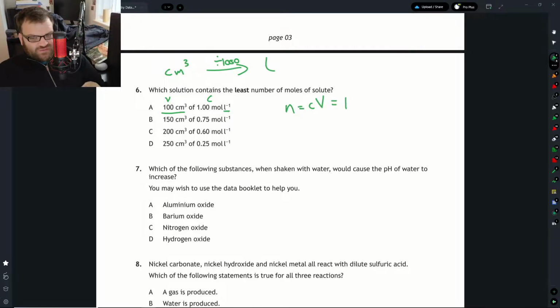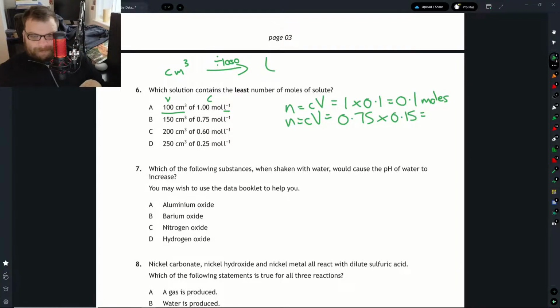Concentration for the first one is 1. 100 divided by 1,000 is 0.1. You can use your calculator to tell you that. And then 1 times 0.1 is still 0.1 moles. On to the next one. N equals CV. 0.75 times 150 divided by 1,000 will give you 0.15.